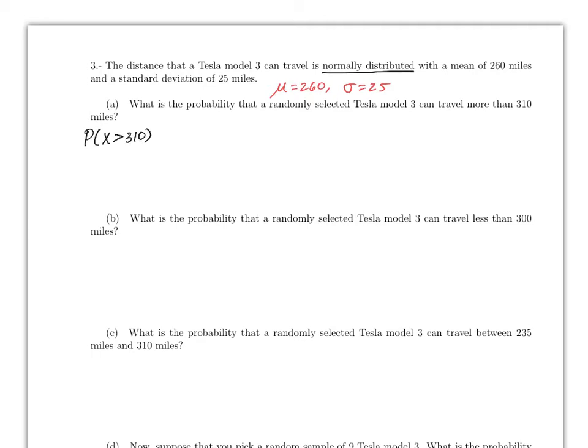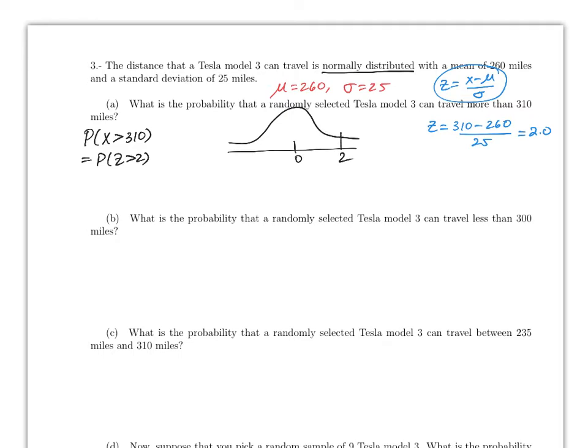So remember, you had to do the standardization on the side. So this will be 310 minus 260, divided by 25. And this is how much? 2.0, right? So remember, we're using the formula x minus mu over sigma to find the z-score. Then this is pretty much the same thing as the probability that z is greater than 2, right? So far so good. And then we draw the picture.